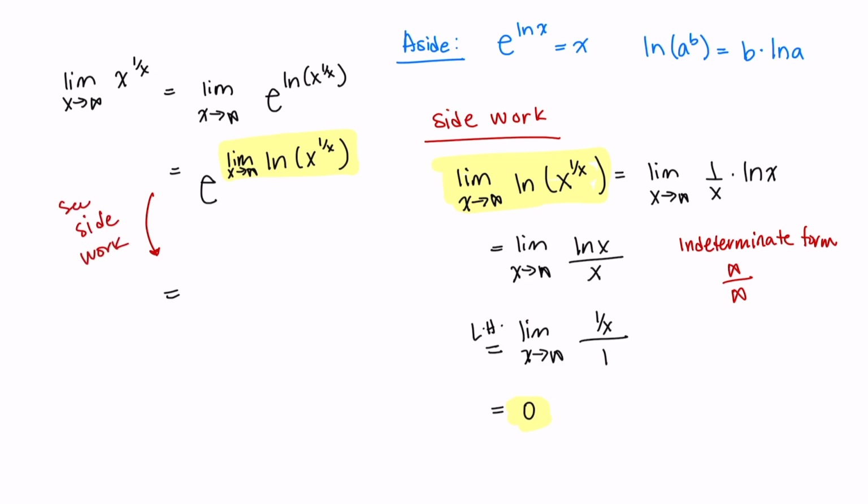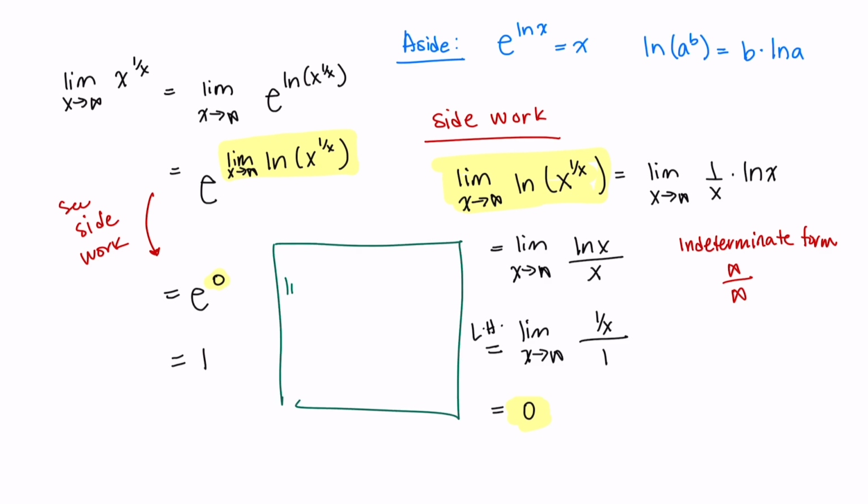And what I end up with is e to the 0 power. And again, that 0 comes from this side work. Anything to the 0 power is just 1. Okay, so what did we figure out here? What you figured out is the limit as x approaches infinity of x to the 1 over x power is equal to 1.